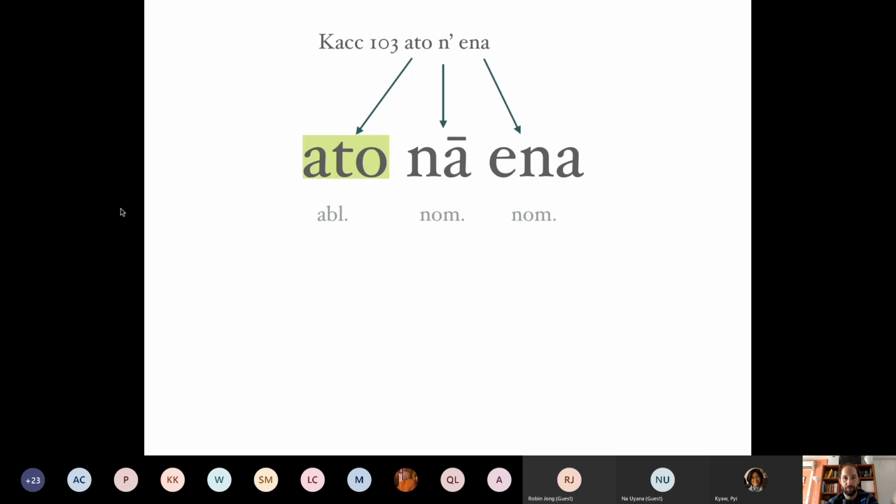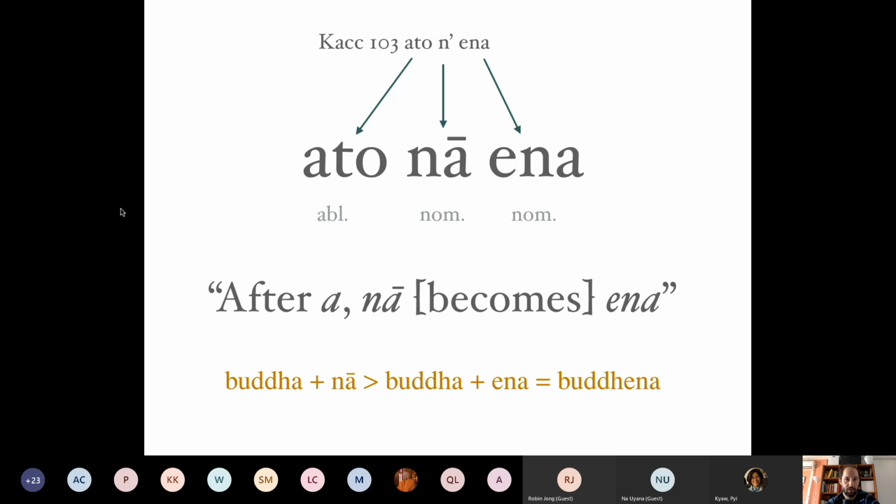And then what happens with ato, that's nothing but the ablative of a. So a is the sound a. It has been defined at the beginning of the grammar as one of the sounds. So these are all technical terms. Every sound of the alphabet, so to say, is a term that is used in grammar. So you can make the genitive of a, you can make the ablative of a. So the ablative of a is ato. Now you know that the ablative means after. So here it would mean after a, na, that is in the nominative, becomes, as it is, ena. So basically what that means is after a, na becomes ena.